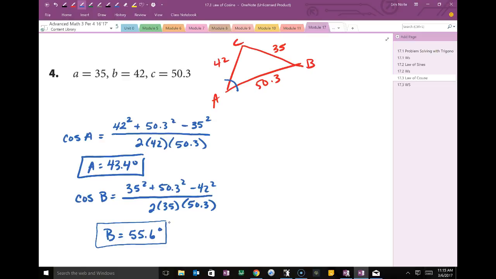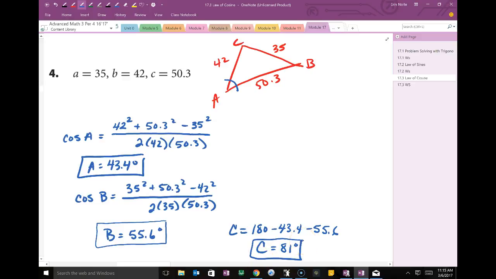Concurred? Super. All right, so how do we easily find angle C? Interior angles: subtract 43.4 and 55.6 from 180, and you get 81 degrees. Exactly 81. Oh, nice.